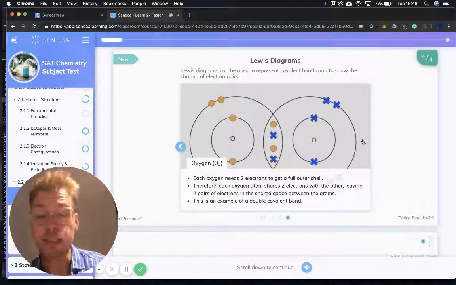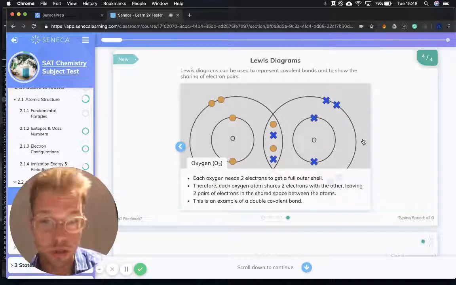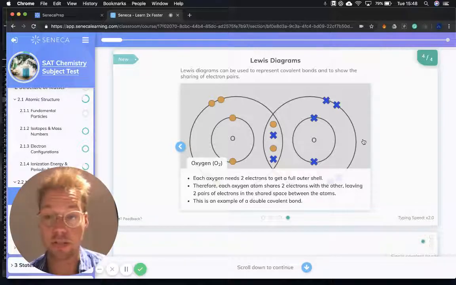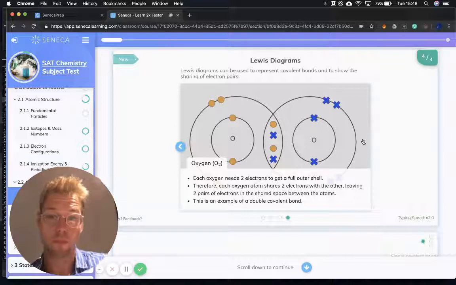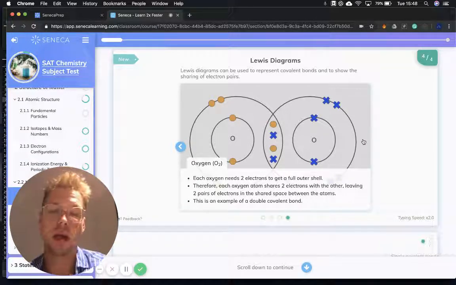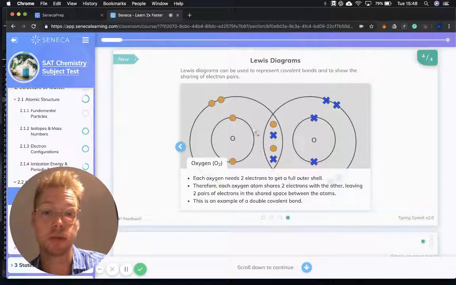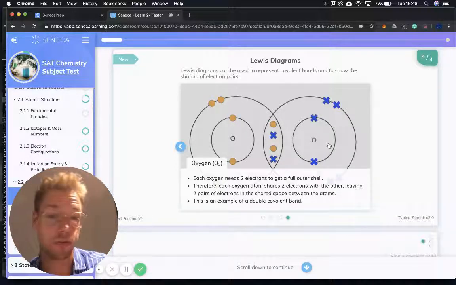So oxygen, O2. Oxygen needs 2 electrons to get a full outer shell, right? We just said that it's got 6 electrons in its outer shell, so it needs 2 more. Therefore, each oxygen atom can share 2 electrons with the other and form a double covalent bond. So each oxygen atom contributes 2 electrons to the covalent bond. And then we get a cute little double covalent bond. Hey! And oxygen has its full octet.